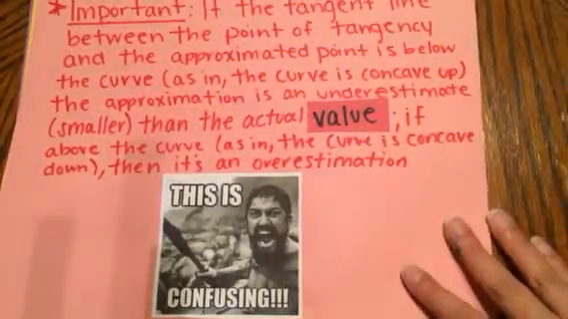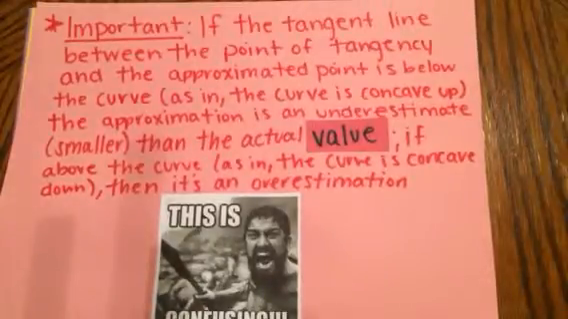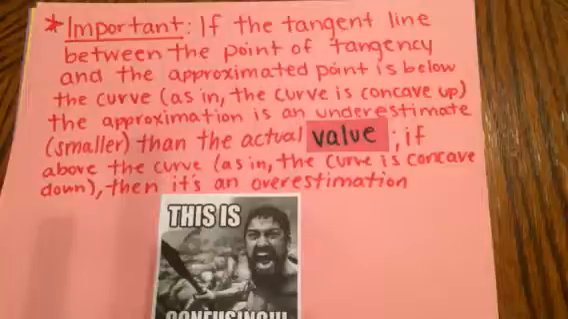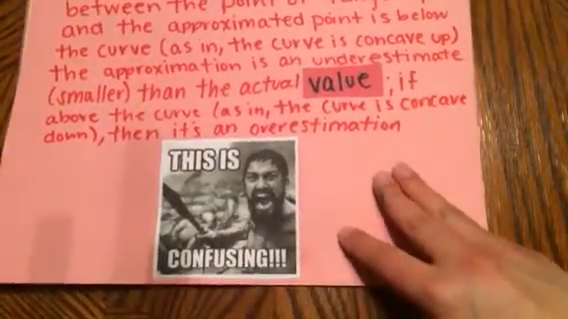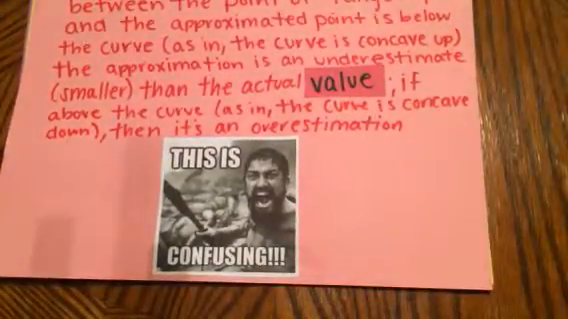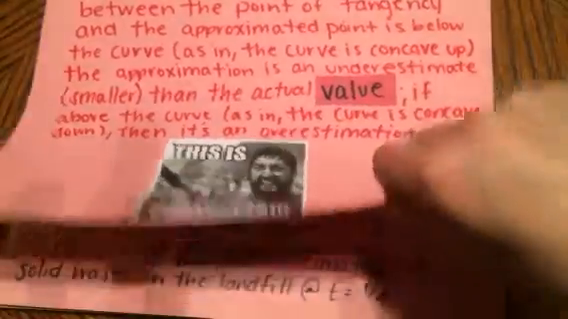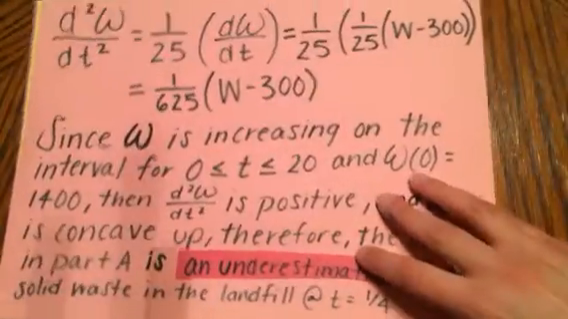Something that's very important: if the tangent line between the point of tangency and the approximated point is below the curve, as in the curve is concave up, the approximation is an underestimate, smaller than the actual value. If above the curve, as in the curve is concave down, then it's an overestimation. Now, half the time when we find explanations like this, we are literally saying this is confusing. But bear with me and we'll understand it better.